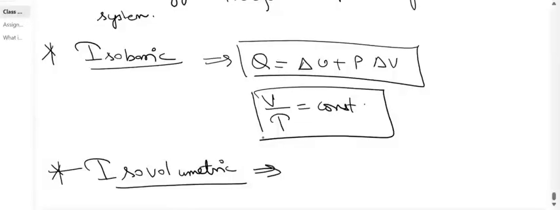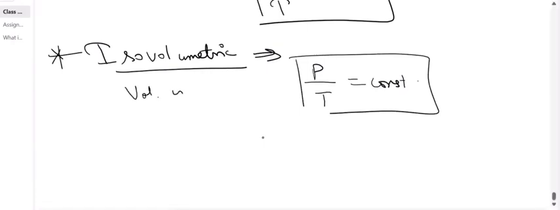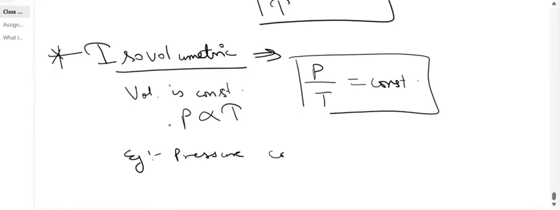So what is isovolumetric? In isovolumetric, the volume of the gas remains constant. That means the pressure over temperature will be a constant value. Because when volume is constant, pressure is directly proportional to temperature. I had given you the example: the pressure cooker. There the volume is constant, and inside that, when we increase the temperature, the pressure becomes so high that it shoots out with the whistle. Any doubts?